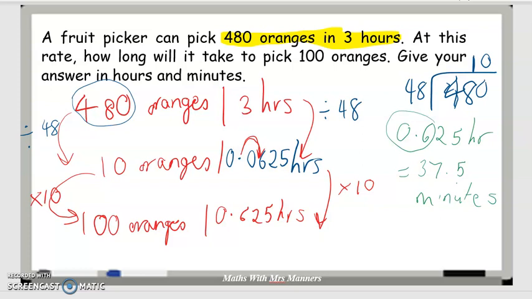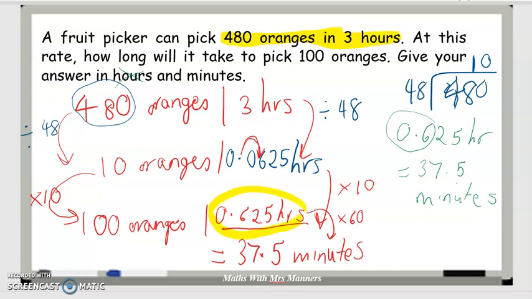If it says give your answer in hours and minutes, I think that's just a typo there. We don't want to give our answer in hours and minutes. Maybe it means give your answer in hours and give your answer in minutes. So the answer in hours is here, and the answer in minutes would be 37.5 minutes. Either is fine. Just make sure you understand that to convert from hours to minutes, we need to times by 60, as there are 60 minutes in an hour. All right, that question is answered. So how long will it take to pick 100 oranges? It's going to take this much time in hours, or this much time in minutes.